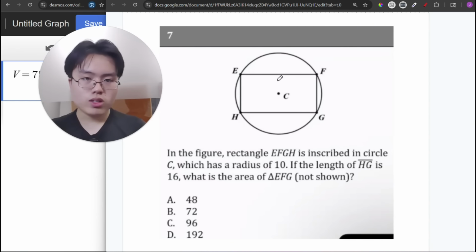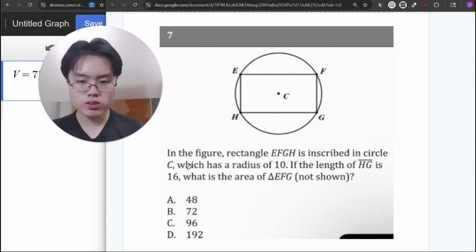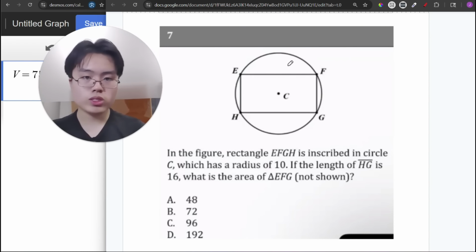So what I mean by that is, what length can we work with between the two shapes? If we can find the common length, there's going to be at least one length that's in common between the two shapes, and we can use that length to convert between the two shapes. Okay, so in this case, which has a radius of 10, we're given HG, which is this, and we're given the radius of the circle. But before we deal with that, what is the common length between the circle and this rectangle?